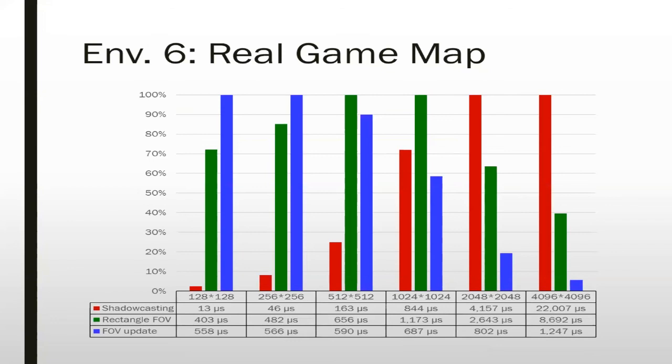We once again see shadow casting having the slowest running time as grid size becomes large, and field of vision update having the fastest running time as grid size becomes large. In an environment that is more enclosed, we may see shadow casting perform better, but in this mixed environment, we can clearly see that shadow casting's good running time in closed environments does not outweigh its poor running time in more open ones.